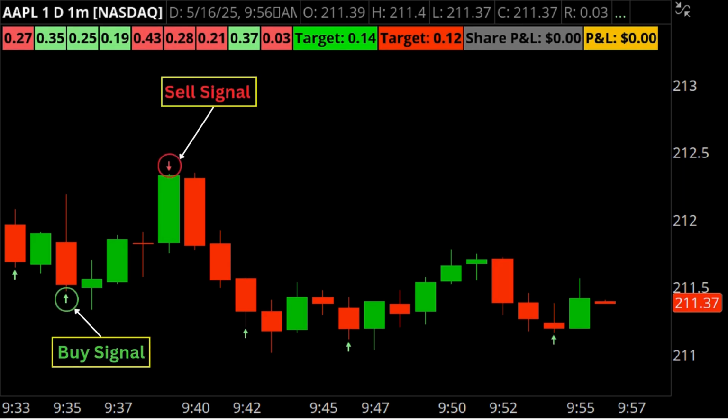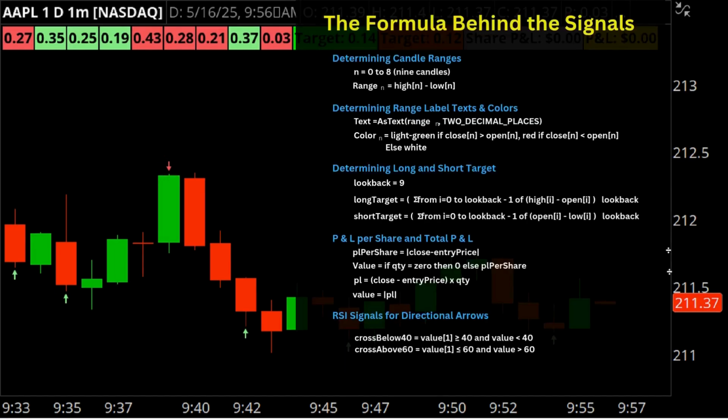Around the candlesticks of the chart, green and red arrows appear, acting as buy and sell signals, green when bullish momentum breaches its threshold, red when bearish pressure does the same, guiding precise entries and exits. In the background, formulas compute each candle's range, average those into targets, and factor in position data to generate per share and total P&L, transforming raw candlestick data into clear, actionable metrics.